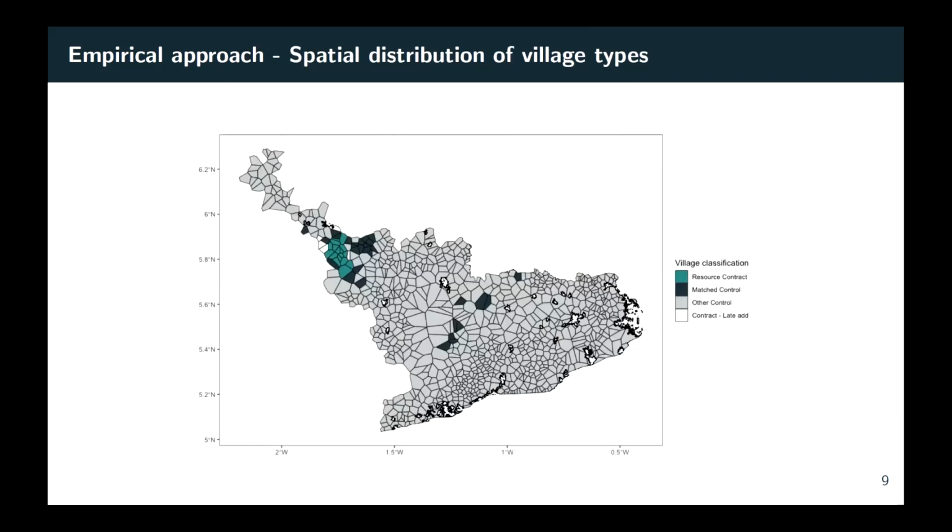Okay, so this illustrates our control or matched sample. So the full sample is all of these villages. Our matched sample, these are the treated villages up here. And then once we go through the propensity score exercise, these darker villages are the ones that we match.